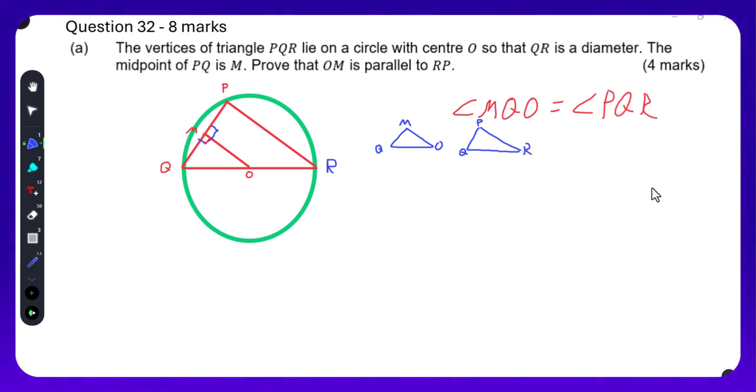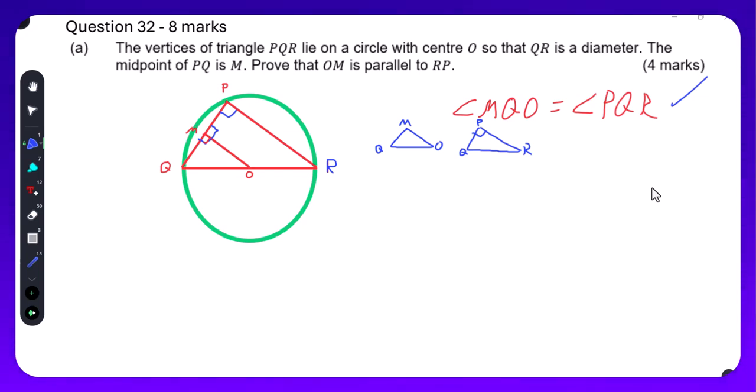Now, to start off, they're both going to have the same angle Q. PQ and RQ are going to be the same lines as MQ and OQ in essence, so that is going to be the same angle. Also, a critical thing here: QR is the diameter. That means the angle at point P is going to be 90 degrees, because a right angle is always created by points that make up the diameter.